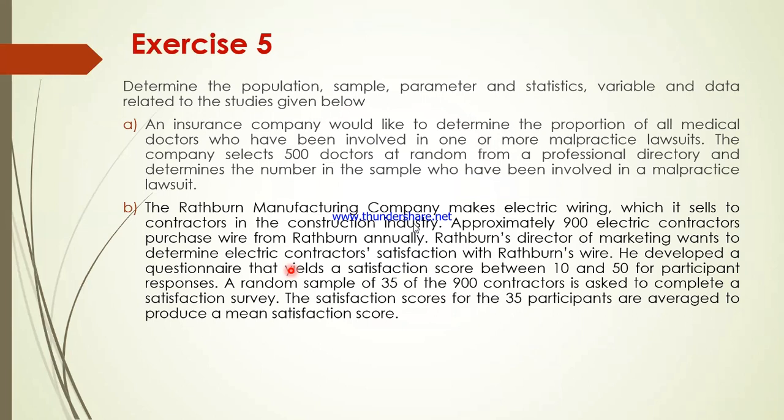Or just satisfaction of contractor with Rathbun's wire. Or what is the satisfaction of contractor with Rathbun's wire? Then they put it as 10 marks, 10 points or 15 points or 50 points. Within 10 to 50, any point is possible. So, contractor's satisfaction with Rathbun's wire. That's enough. Then the data will be 10 or 11 or 50 or 45. Within that, the data will come.